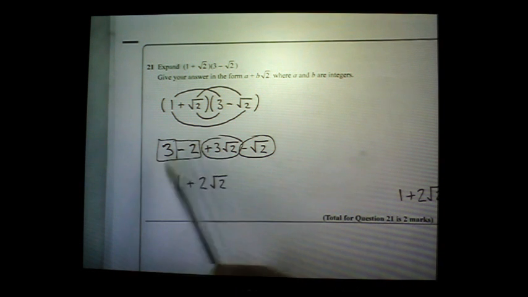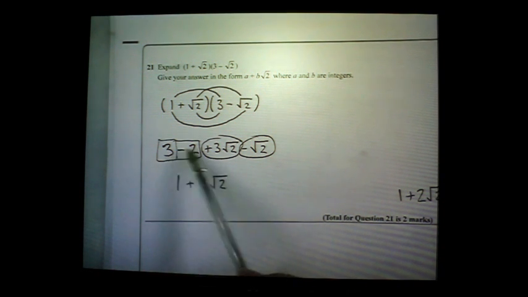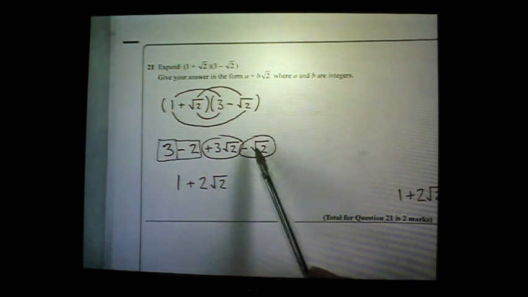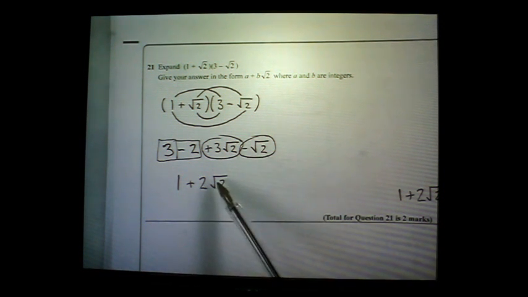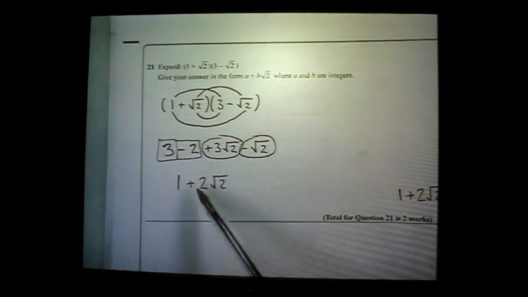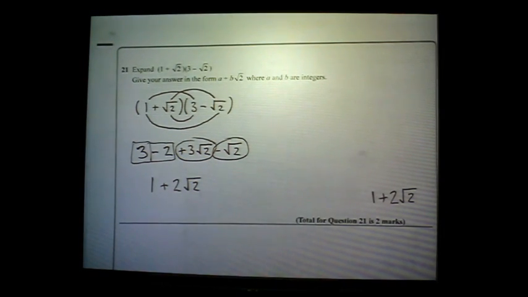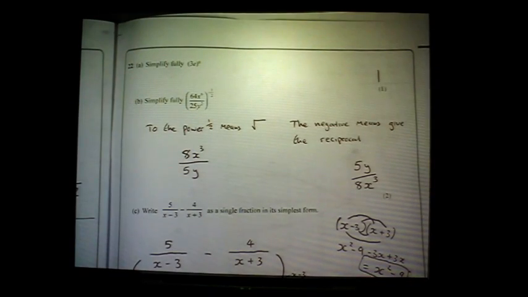So what we can do is simplify it a little bit here. 3 take away your 2, it's just a 1. And if you've got 3 lots of root 2, take away 1 lot of root 2, that'll give you 2 lots of root 2. So it's 1 add 2 root 2, and that fits in with how they had it up there. 2 marks for all that, which isn't a lot, but I suppose it's worth having. Okay, the next one, question 22.